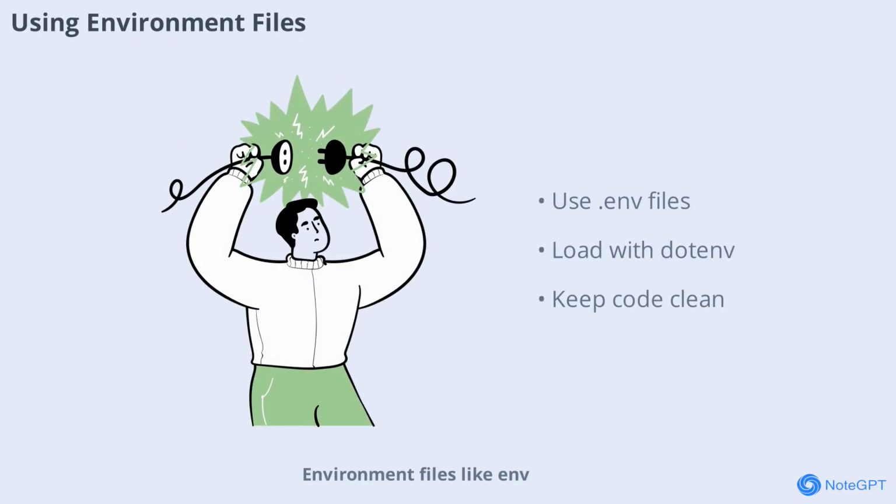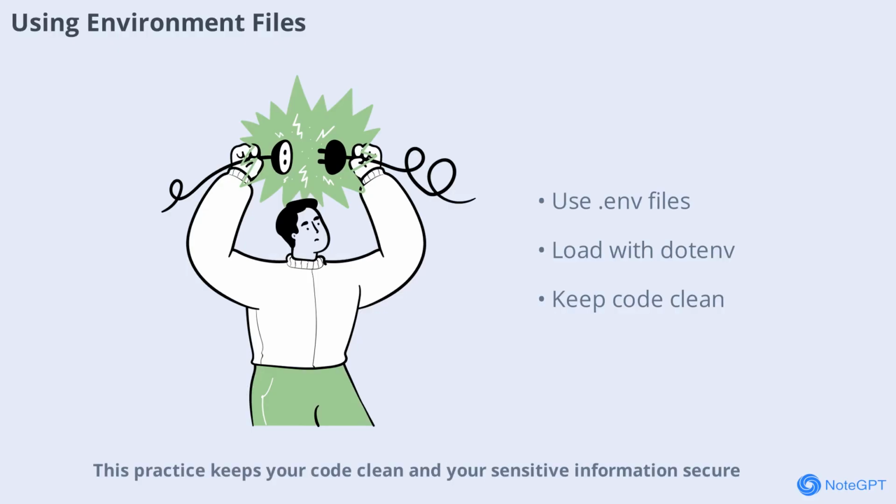Environment files like .env are used to store configuration variables outside your codebase. With packages like dotenv, you can load these variables into process.env automatically. This practice keeps your code clean and your sensitive information secure.